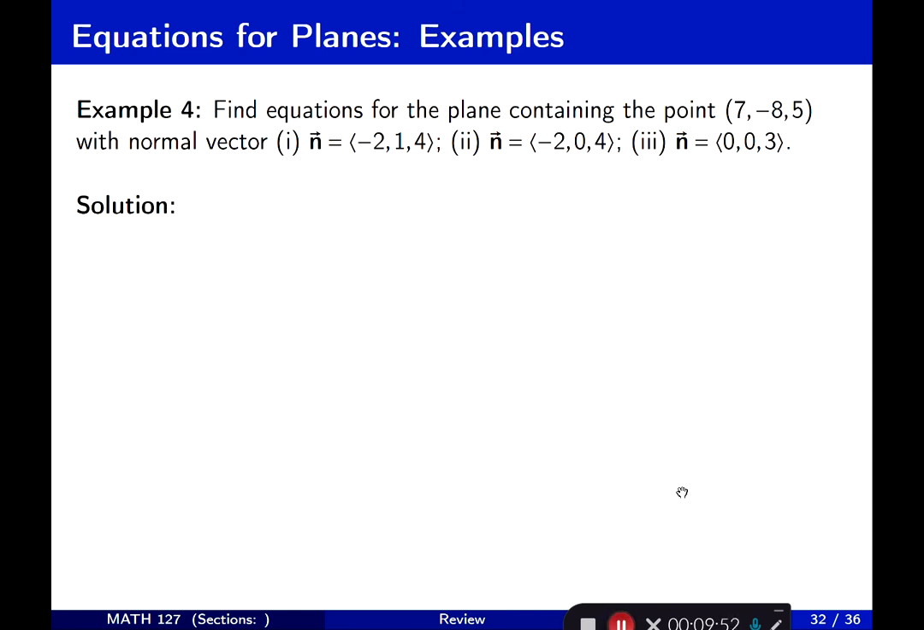Equation for planes, example 4. Find the equation for the plane containing the point 7, -8, 5 with the normal vector: 1, n equal to negative 2, 1, 4; 2, n equal to negative 2, 0, 4; and 3, n equal to 0, 0, 3. So the point is given, and there are 3 planes that we're finding: the planes that go through this point and are perpendicular to one of these.